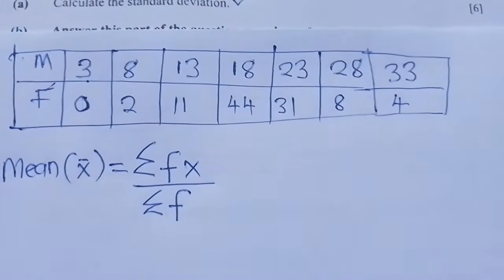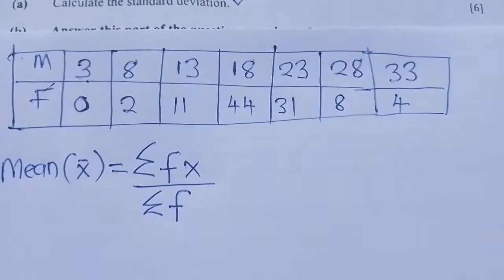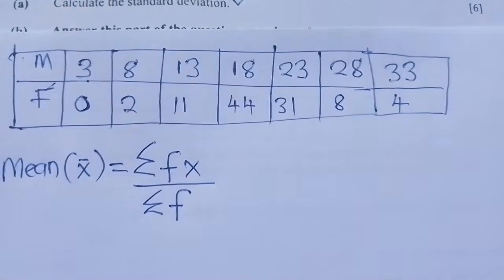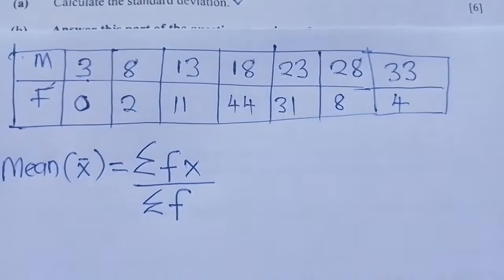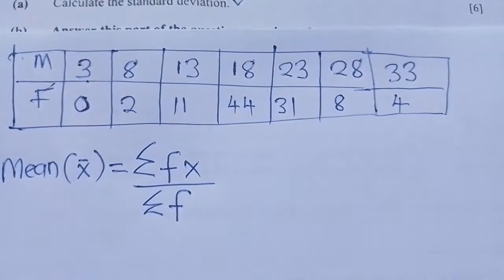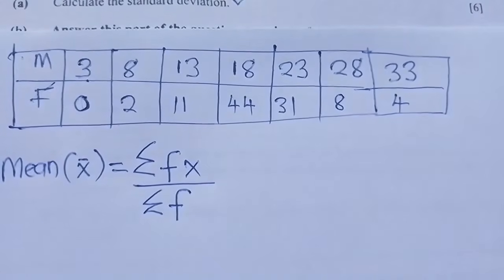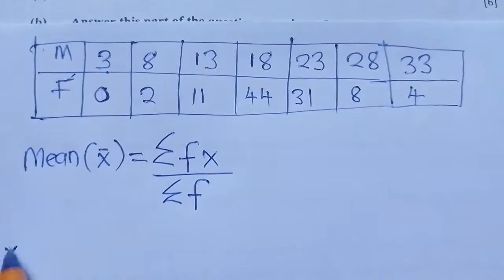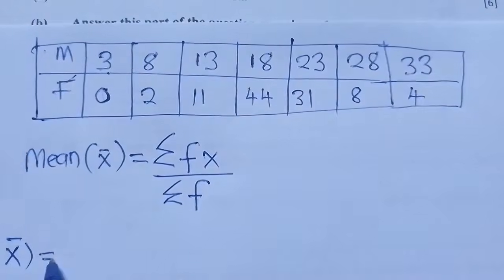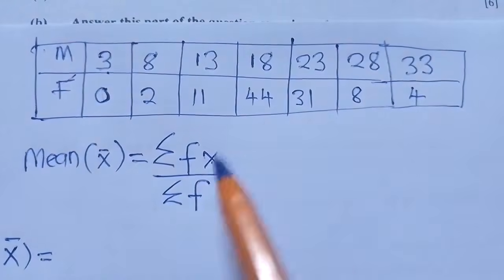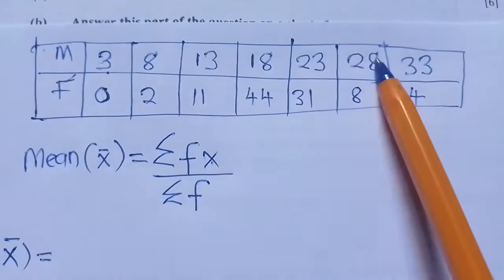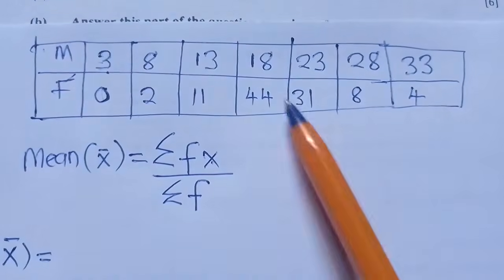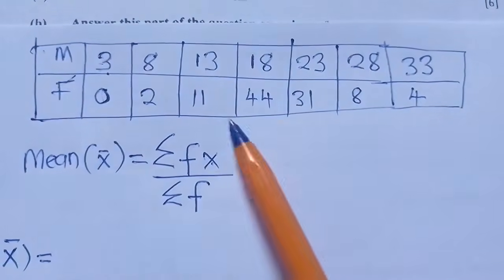This is the short way of answering this question, rather than the one we know where you start putting tables, which just wastes your time. Make sure you know how to go about this way of answering. So here I'll say mean is equal to frequency times x. The x are those values on top. Whenever you see a question under statistics where a table is given like this.